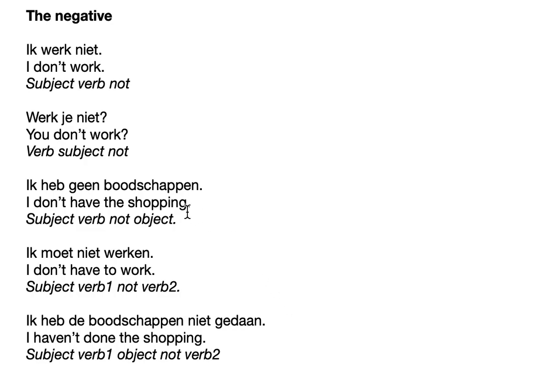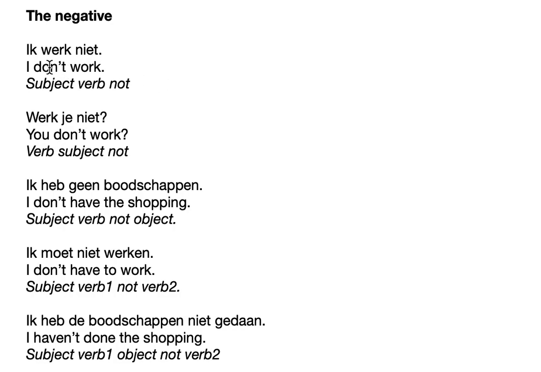But in short and very, very briefly, niet is used for not, and geen is used in front of nouns, in front of most nouns. So I don't have the shopping. Geen will be in front of a noun. But that's in short. If you want more, check the video in the description. So let's see. Ik werk niet. I don't work.